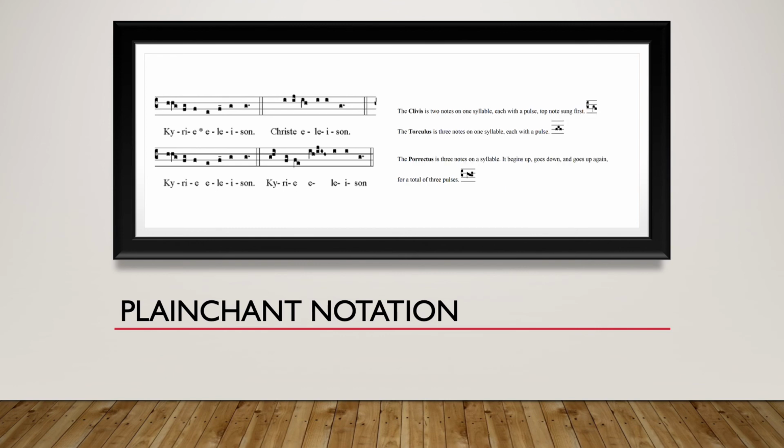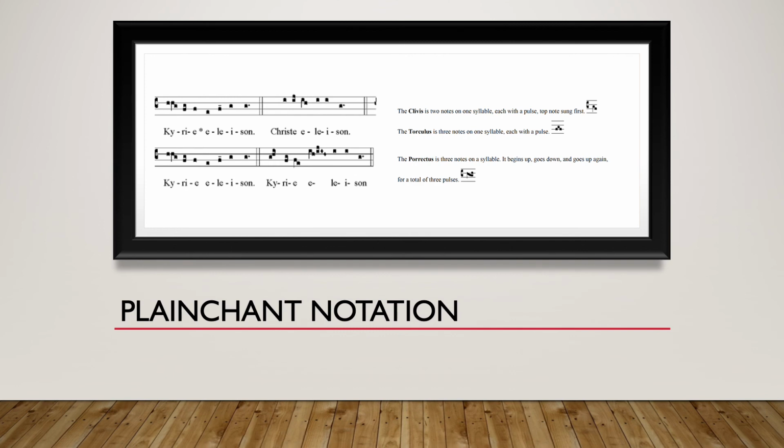The clivus is 2 notes on 1 syllable, each with their own pulse, and the top note is sung first. So you descend from the upper note to the lower note, but sustain the same syllable. The torculus is 3 notes on 1 syllable, each with their own pulse, and you start lower, higher, and then lower again. While the porrectus is 3 notes on 1 syllable, it begins up, and then it goes down, and then it goes back up again.